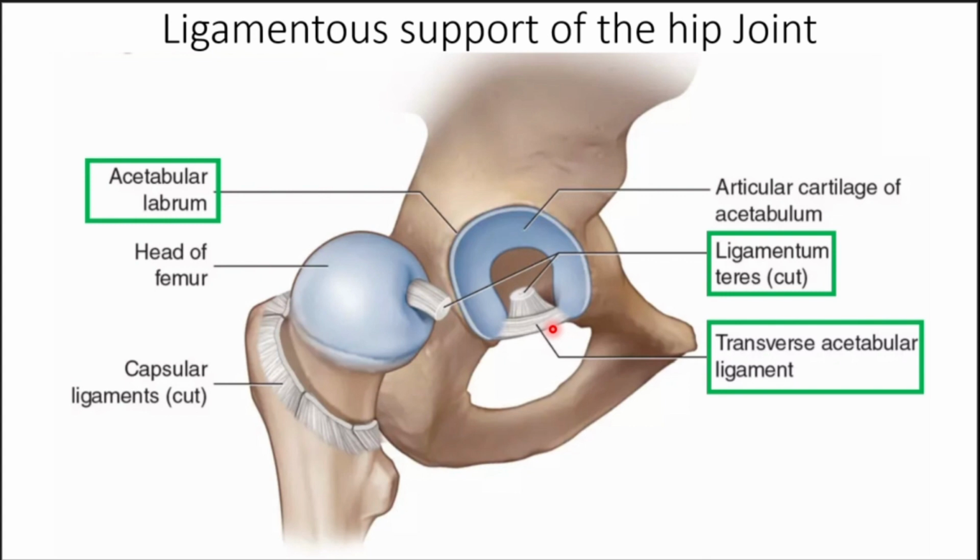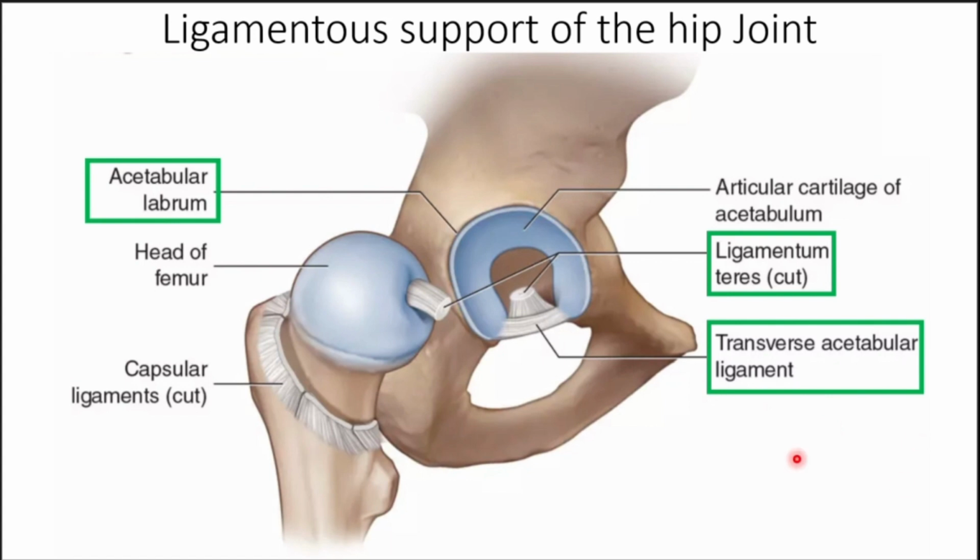The ligament of the head of the femur, or ligamentum teres, does not appear to play a major role in stability of the hip joint, but rather serves as a conduit for the secondary arterial supply to the head of the femur from the obturator artery.